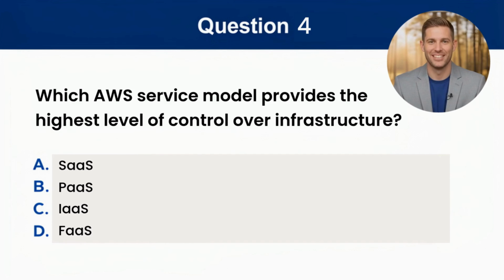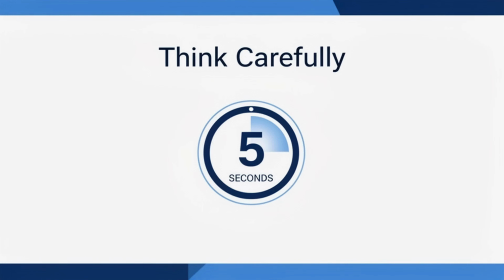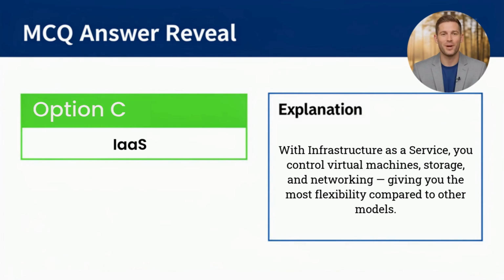Now let's continue. Question 4. Which AWS service model provides the highest level of control over infrastructure? A. SaaS. B. PaaS. C. IaaS. D. FaaS. Pause and think about the best option. The correct answer is C. IaaS. With infrastructure as a service, you control virtual machines, storage, and networking, giving you the most flexibility compared to other models.